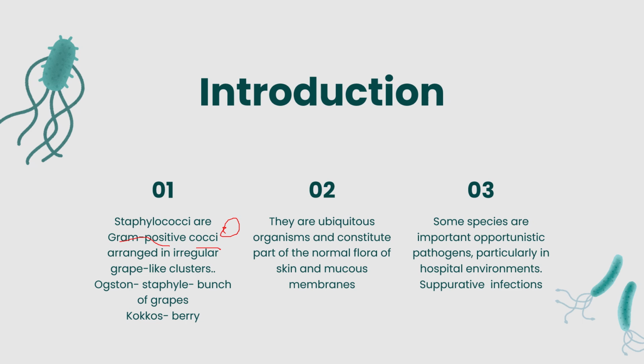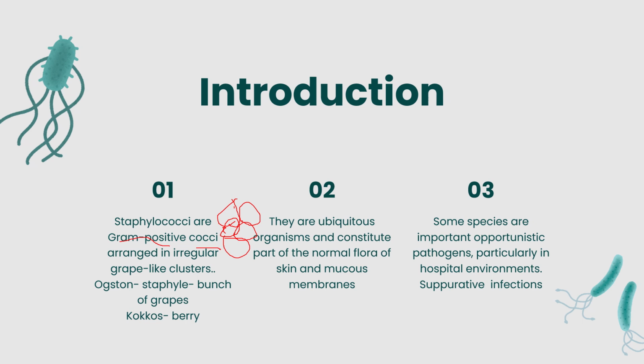Now we will look into the arrangement, how these cocci are arranged. What happens is that when these organisms divide, they divide in three different planes, in a multi-plane, multi-directional manner. So they will form a bunch of clusters like a grape. As you have seen in grapes, there are bunches of clusters. Similar is the arrangement in the case of Staphylococcus species.